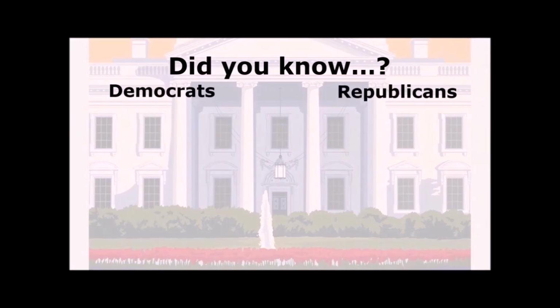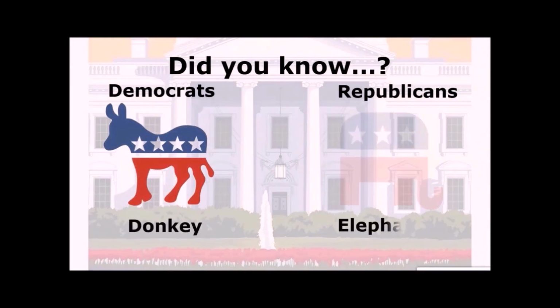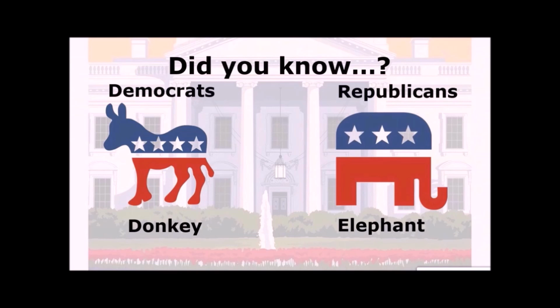Did you know? The USA is a country with two major political parties, the Democrats and the Republicans, and each of them is represented by an animal. The donkey for Democrats and the elephant for Republicans. These nicknames have, of course, an origin in history.